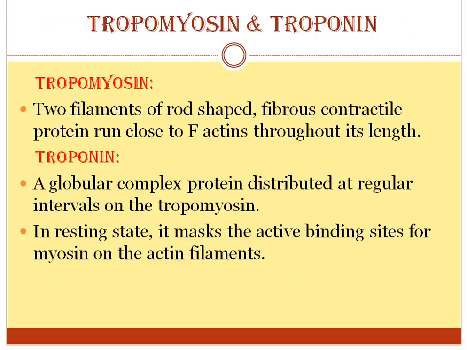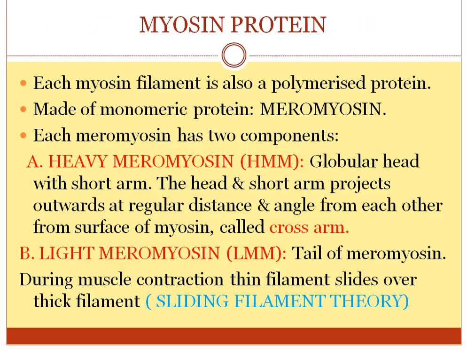Troponin. Troponin is globular complex protein distributed at regular intervals on the tropomyosin. In resting state, troponin masks active binding sites for myosin on the actin filament. Each myosin filament is also a polymerized protein. It is made up of monomeric protein called meromyosin.